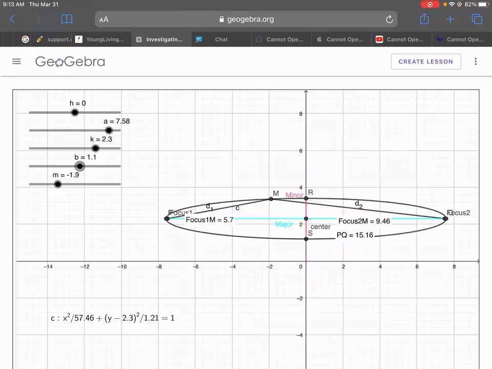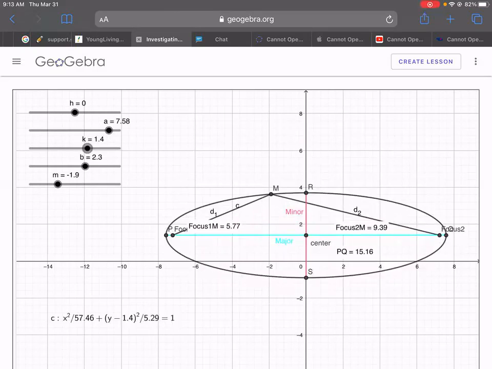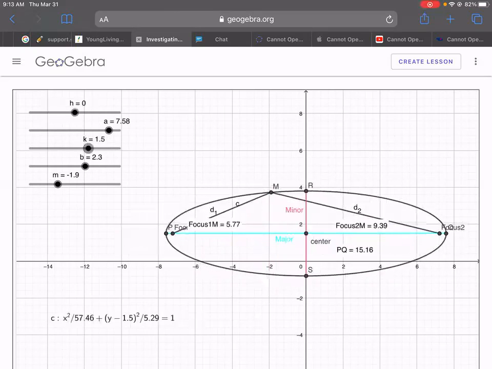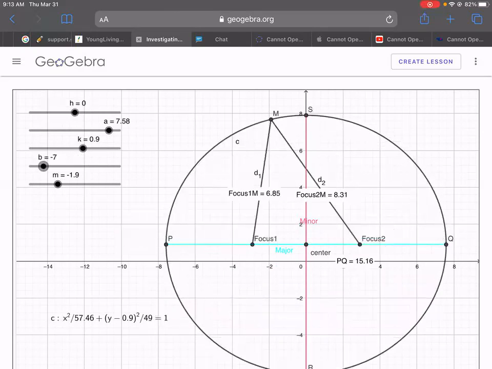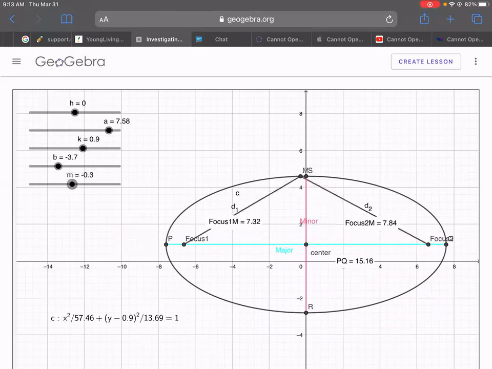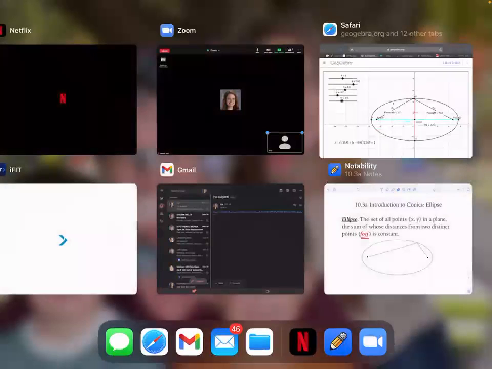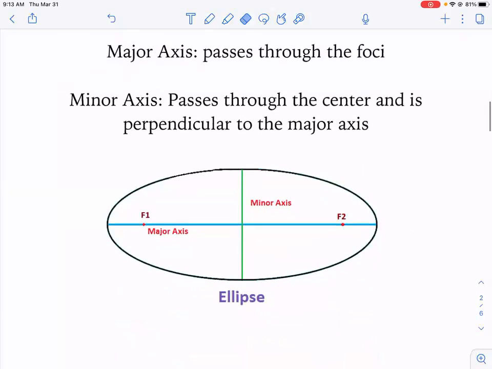Now I can create a different size here, and it would change the way that it looks. But no matter what, wherever I move that point M, those two distances are going to add to be the same, okay? And that's the geometric definition of an ellipse. Now, we are going to have what we call a major axis and a minor axis.